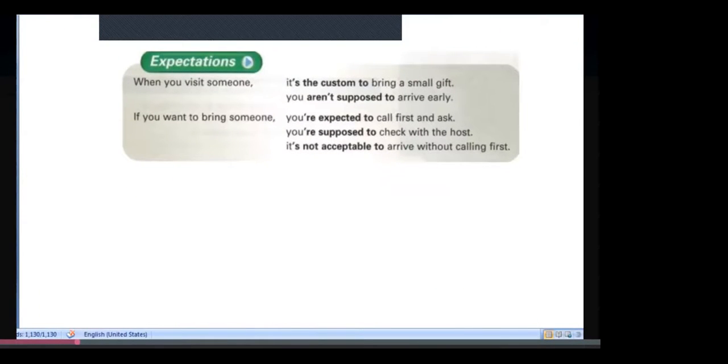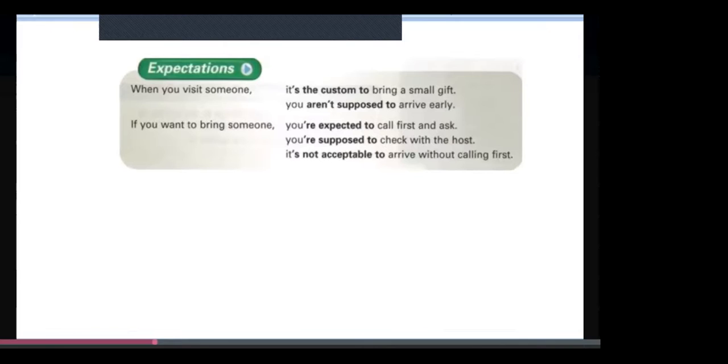Let me quickly present the structure that we're going to follow at this time. What you're going to see is that we're going to express the expectations. We're going to have some sort of situation. And then we're going to express the expectation with either supposed to or it's the custom to. Either you're supposed to or you're not supposed to. And so let's look at the examples at this time. When you visit someone, it's the custom to bring a small gift. Of course, this depends on the situation. You aren't supposed to arrive early. And again, this varies among different cultures. If you want to bring someone, you're expected to call first and ask. You're supposed to check with the host. It's not acceptable to arrive without calling first.